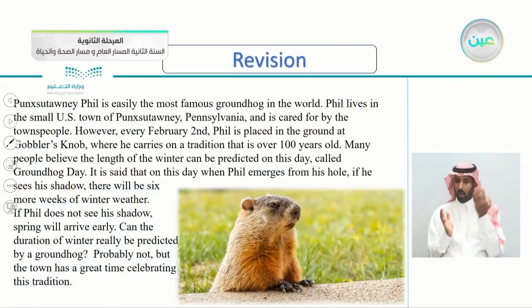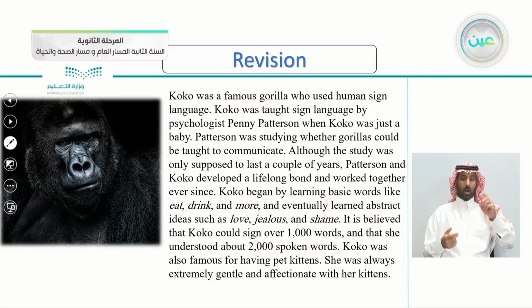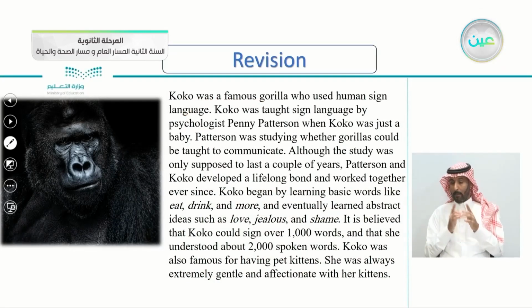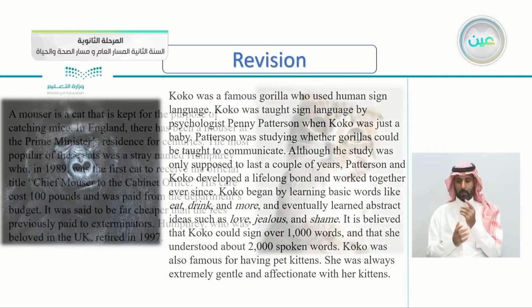If you remember, the Groundhog Day, this groundhog who knows when winter or spring is coming. And this is Coco, the gorilla. Coco was a famous gorilla who used human sign language. So the gorilla knows how to make sign language. Coco was taught sign language by psychologist Penny Patterson when Coco was just a baby. So from when she was just a baby, the psychologist tried to teach her how to make sign signals.